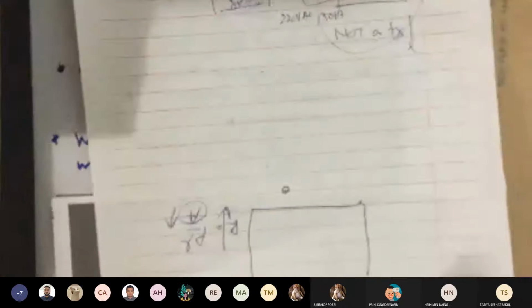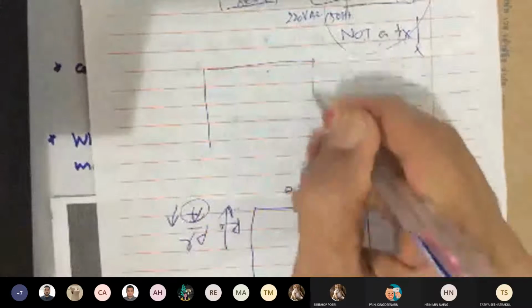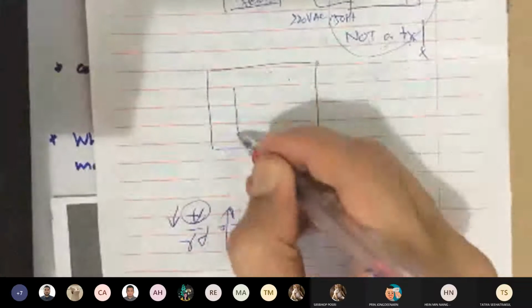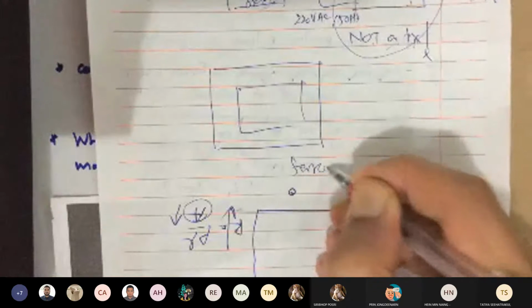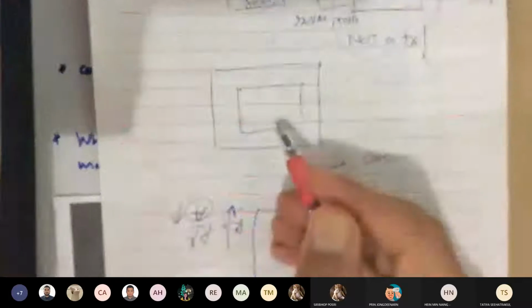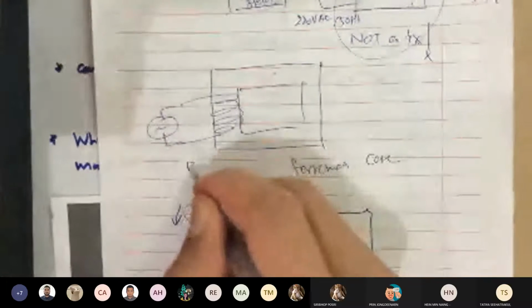So basically, in a simple construction, you guys have seen this before in chapter 1. I have a ferromagnetic core. Remember the square donut? This is the ferromagnetic core. What you have is 1 winding. This is connected to the source. So this is the primary winding.